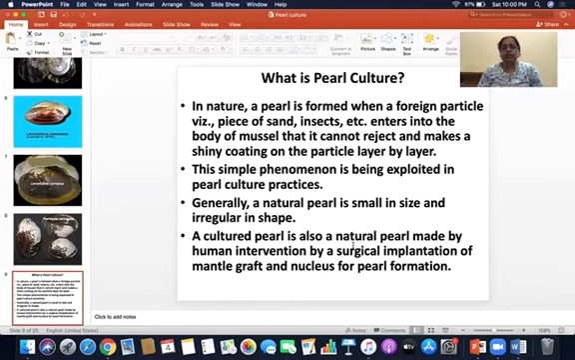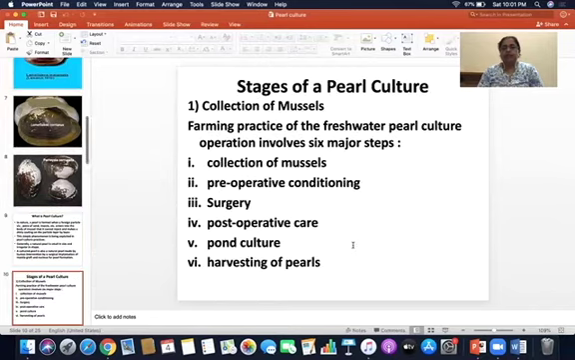Generally, a natural pearl is small in size and irregular in shape. A cultured pearl is also a natural pearl, but it is made by human intervention by surgical implantation of the irritant or the stimulant in the form of a mantle graft and the nucleus for pearl formation.